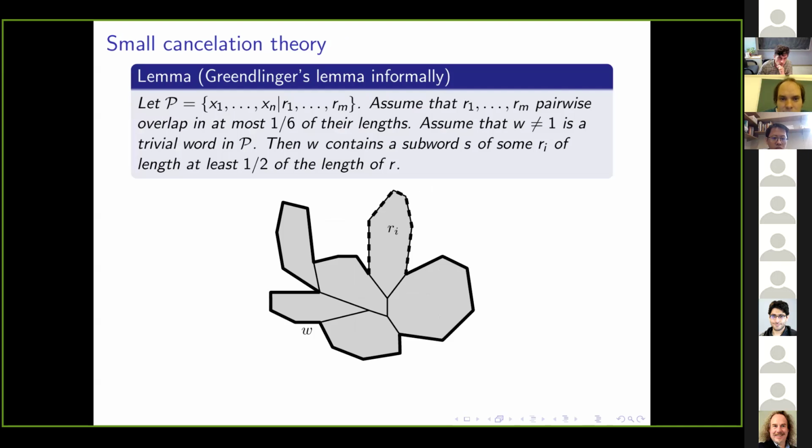And one important property used in the proof is so-called small cancellation theory. Here something I can mention is so-called Greendlinger's lemma: if we have relations that overlap in at most some fraction of their length, and we have a word filled with these relations, then for some of these relations, a big portion of the relation has to appear in the word. If you look at the boundary word of this R_i, then a big portion of it has to be part of this W as well, if they do not overlap much.